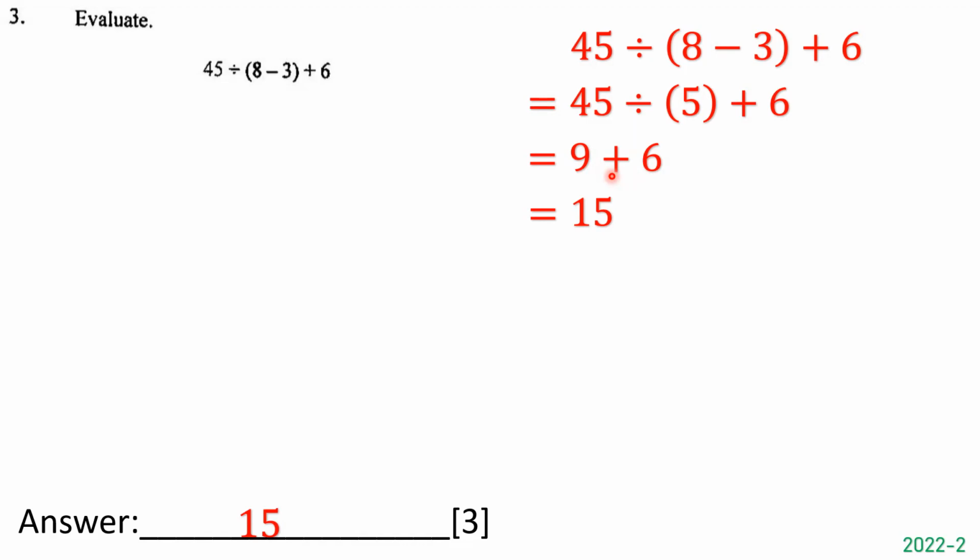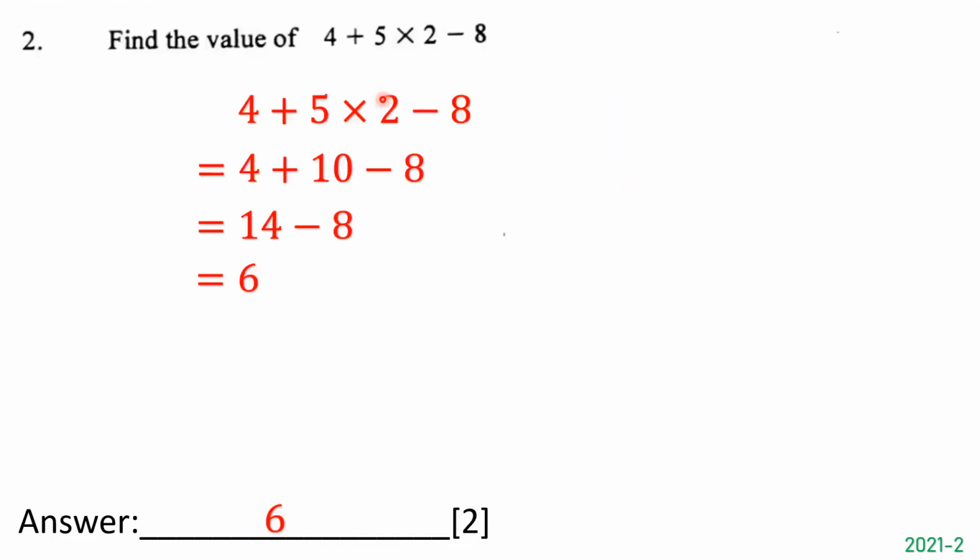Okay, let's move on to the next question. Here it says find the value of 4 plus 5 times 2 minus 8. Remember that according to our order of operation, we do multiplication before we do addition or subtraction. So let's multiply. 5 times 2 is 10. Next, we have addition and subtraction. Remember, we do addition and subtraction from left to right.